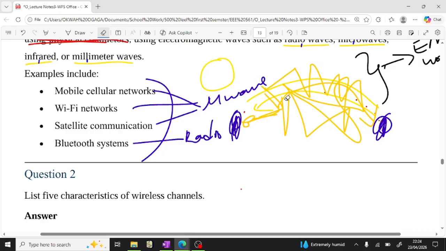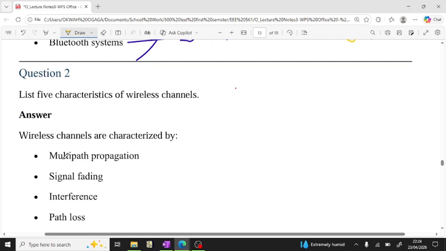Since it's now hitting different points, that's where we get the idea of what? Multi-path propagation. Because the signal can reflect on different objects, giving us multiple paths. So you can go through one path or another path based on reflection. Then that, multi-path propagation, is one of the properties of the wireless channel.